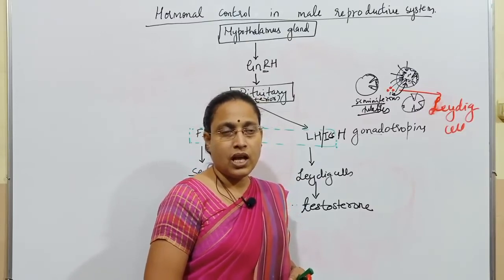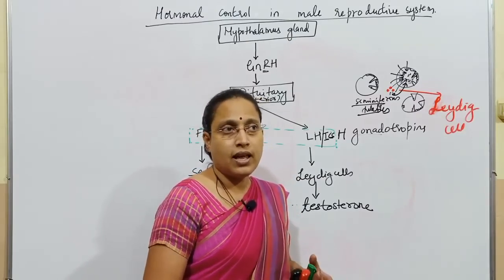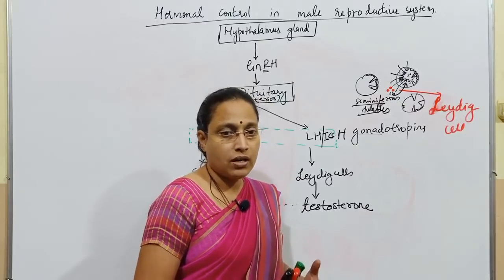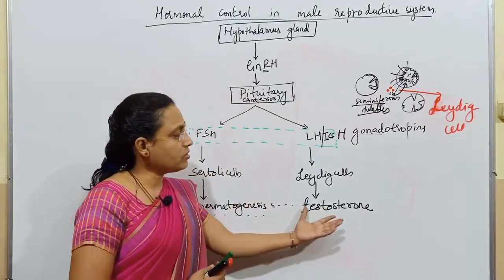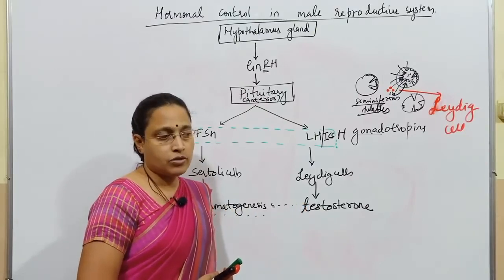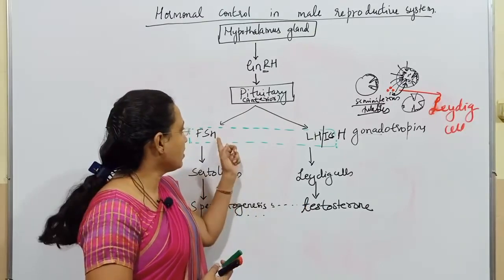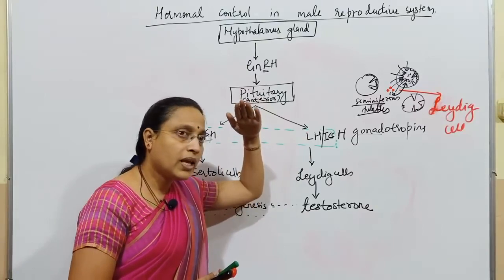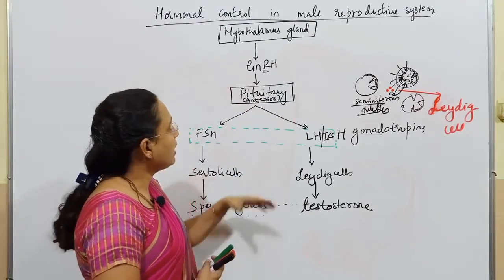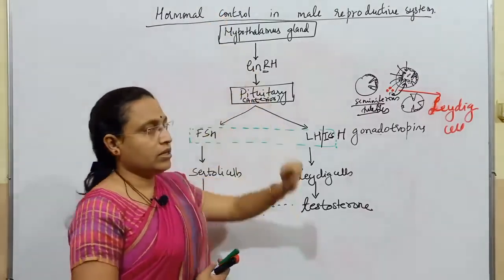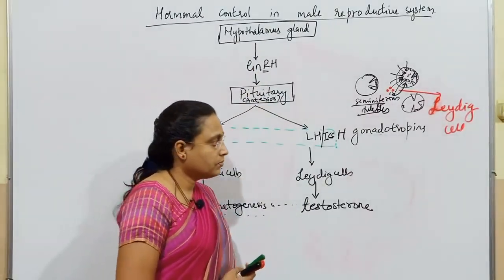Now consider a situation where enough sperms have been produced and there is also enough testosterone. Now these two productions have to be inhibited or decreased. For that, use the word control hormone.